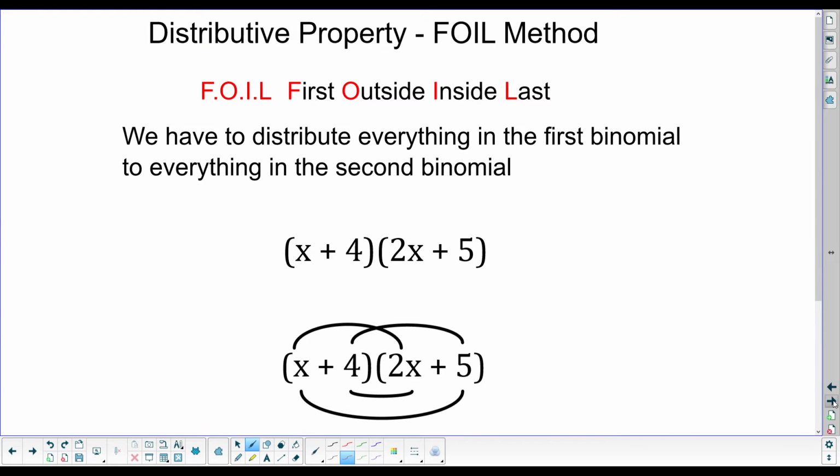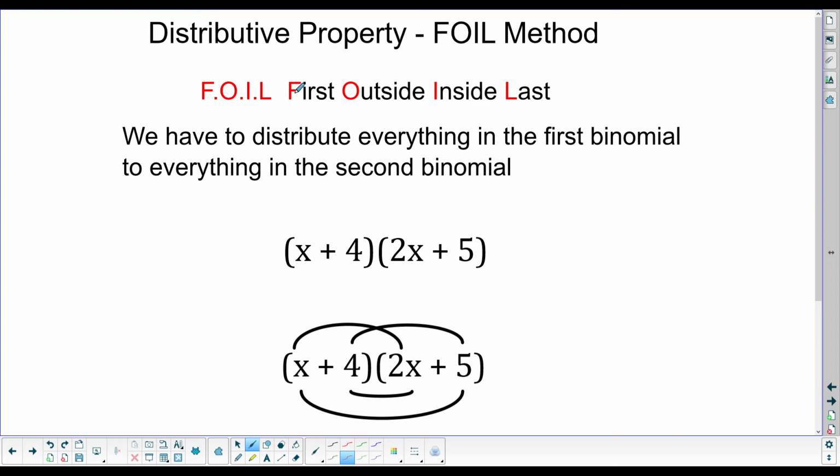So another way of doing this is what's called the FOIL method. And what I don't like about the FOIL method is that it only works when you have 2 binomials. It doesn't really apply when you have a binomial times a trinomial, for example. Whereas an area model, you can do that. FOIL stands for first, outside, inside, last. But really, it's just another way of keeping track of what we have to multiply together.